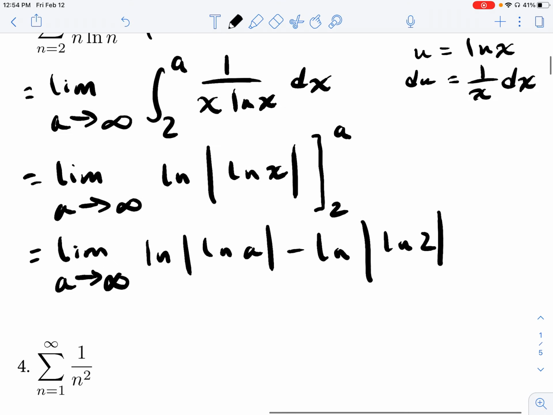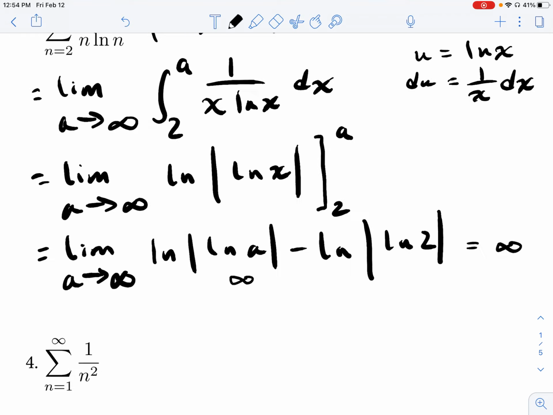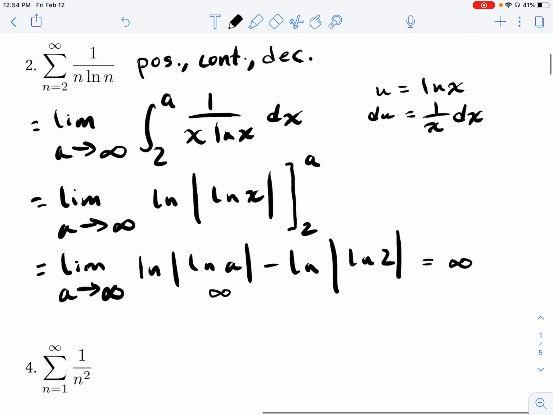Now let's take a look at this limit here. What's going on here? Well, we work inside out. The natural log of a, as a approaches infinity, the limit of that is going to approach infinity. And again, the limit of the natural log of something that's approaching infinity, all of this here is going to approach infinity. This limit doesn't exist because this approaches infinity. So what can we say about this integral then? This integral diverges. And since we see something here that is an over approximation here, our series is also going to behave the same way. This series also diverges by the integral test.